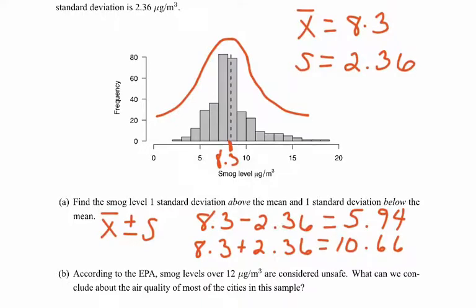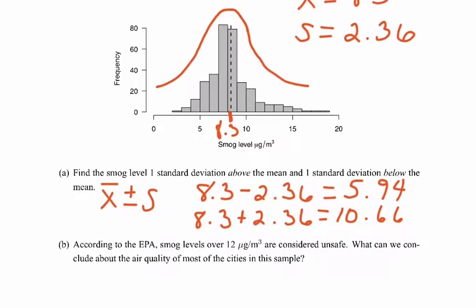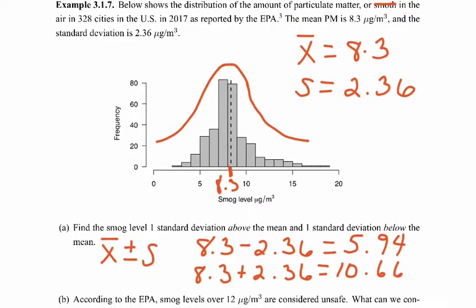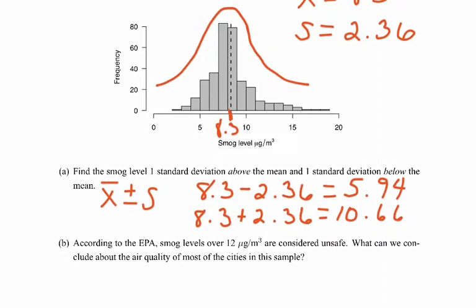According to the EPA, smog levels over 12 micrograms per cubic meter are considered unsafe. What can we conclude about the air quality of the smog in most of the cities in this sample? So a few minutes ago we said that a majority of the data in its distribution will fall within 1 standard deviation of the mean. So what we're saying here is the majority of this data will fall somewhere between these two numbers, 5.94, maybe right over here somewhere, and 10.66, maybe right in here somewhere. So the majority of our data in our sample is going to fall between those two numbers.